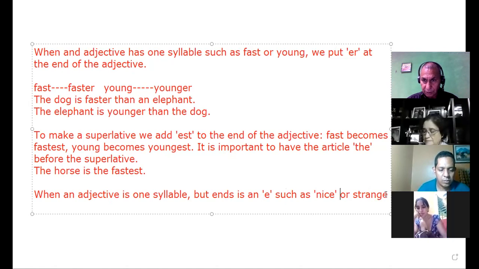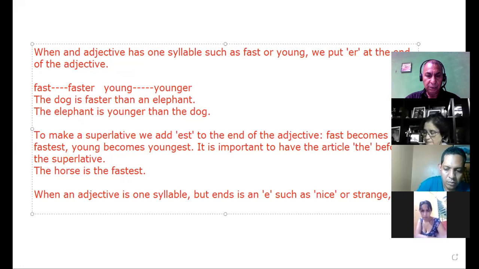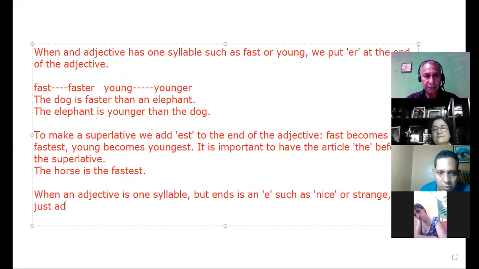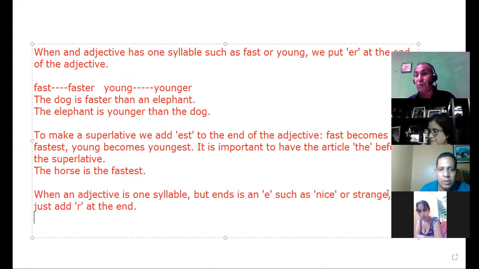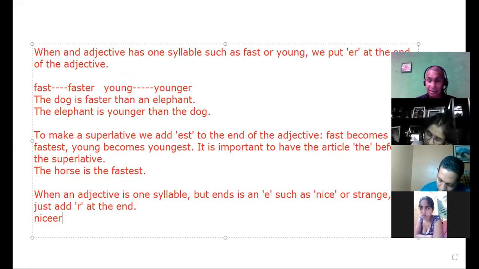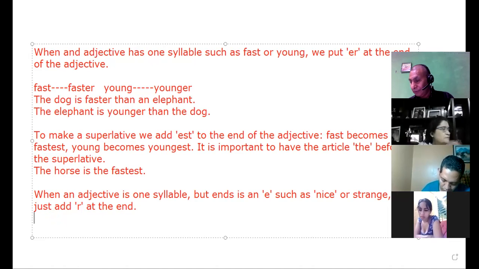Okay. Second, then we just add R at the end. See, because if we add ER, then we have two E's. So in the case of nice, if we add the ER, we become nicer, something like that. I don't know what the word is. So that's the reason why we only add the R and it becomes nice. So remember that's a rule that we need to learn. We just add an R to the end of the adjective.